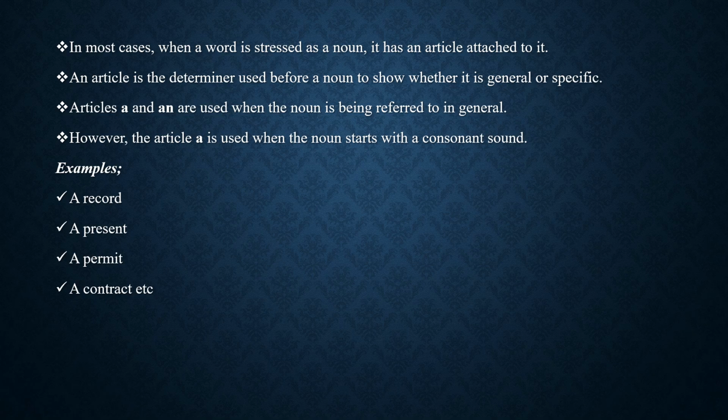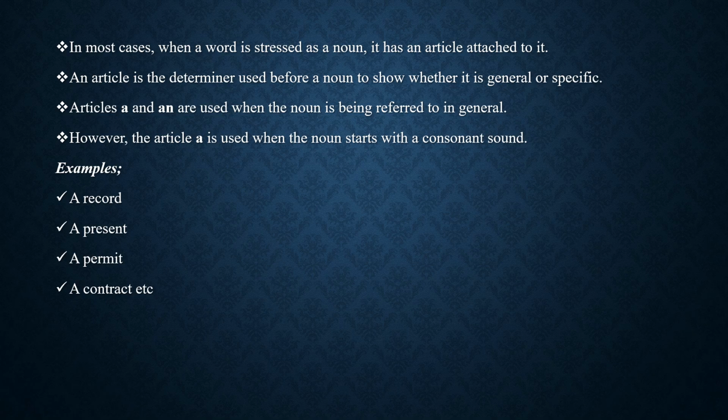when a word is stressed as a noun, that is when the first syllable of that word is stressed to form a noun. In most cases, such a word has an article attached to it, and when an article is attached to a noun, it becomes the easiest way to identify the word used in a sentence as a noun.